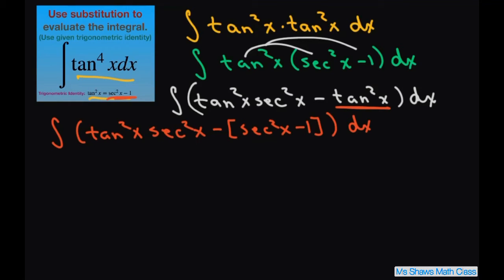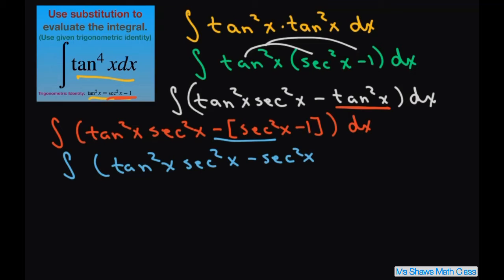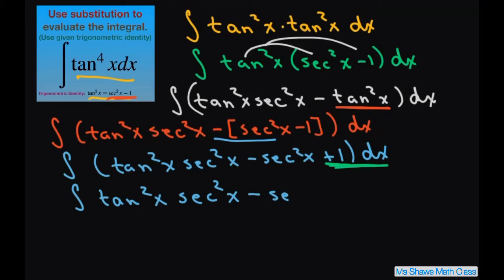This turns out to be the integral of tan squared of x secant squared of x minus secant squared of x plus 1 dx. Now what I'm going to do is something with this 1. I'm going to split this away and make two integrals and use my addition property. So I'm going to have the integral of tan squared of x secant squared of x minus secant squared of x, and then I'm going to write this as plus the integral of 1 times dx.